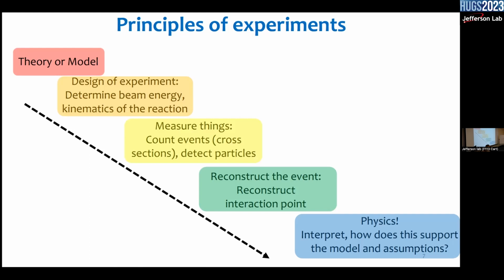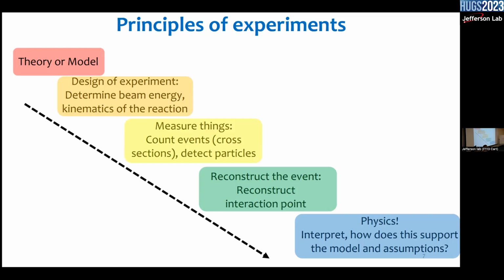Then we can reconstruct the events. We can reconstruct the interaction point, for example, and what we think happened at the moment of interaction. If we are working in plane wave impulse approximation, then we're tracing things back to what that nucleon was doing in the nucleus when it was struck. And then we have the physics interpretation: how does this support our model and assumptions?